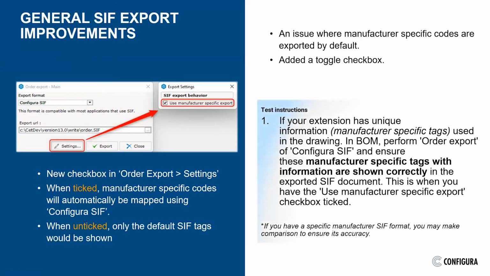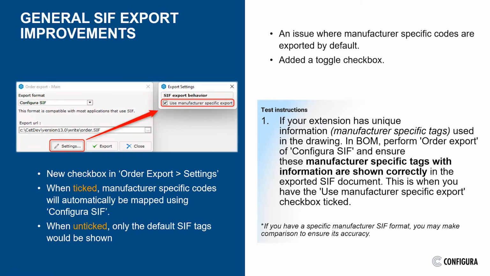Now, a very good first check is to see if your extension has any customizations for mapping fields. If it does not have any, then you should just make sure that a general export, with the checkbox ticked or unticked, exports successfully for you. It should not crash. But if your extension has unique specific codes mapping, which is this one, then you should perform an auto export and ensure that the manufacturer specific text with information is shown correctly when this checkbox is ticked. When this is unticked, then it should only show the default CIF text without the manufacturer specific text.